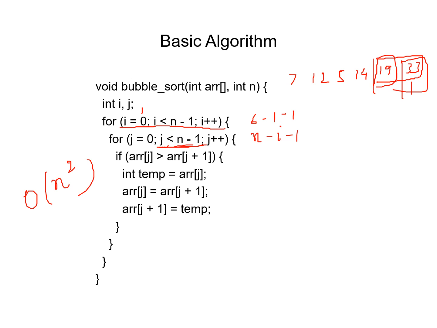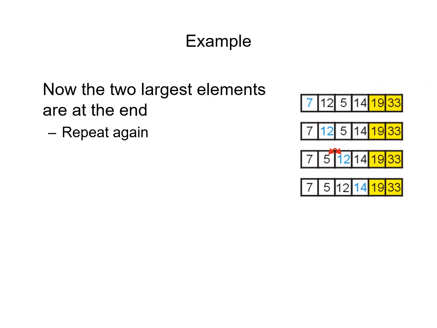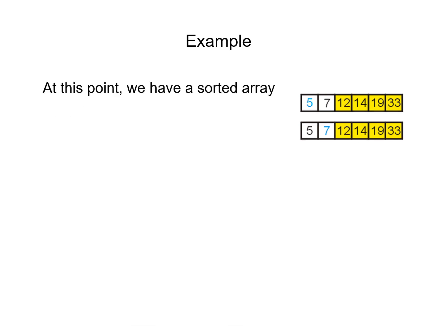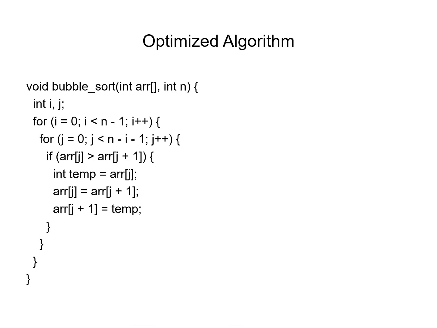So you can see here you have optimized your code a little bit, right? Because you know this element is the second largest, and this element is the first largest element. So with this loop, 5 and 7 are swapped, you can see. So if you write the optimized algorithm like this, the second loop is running a little bit less than in the first case that I discussed earlier.